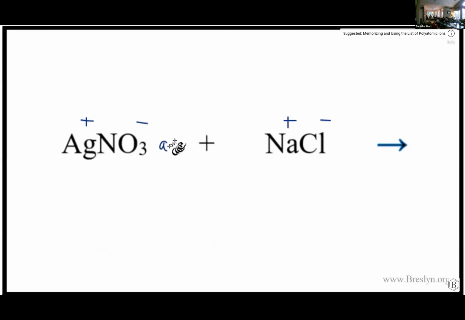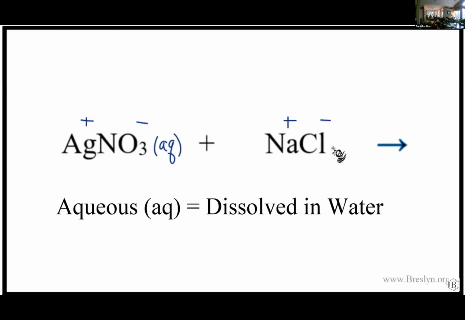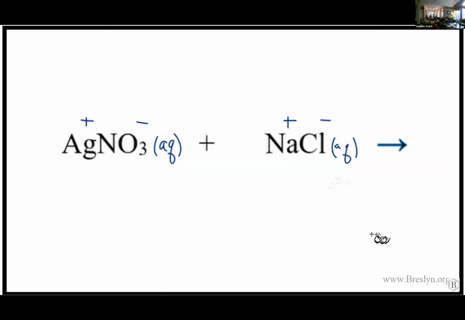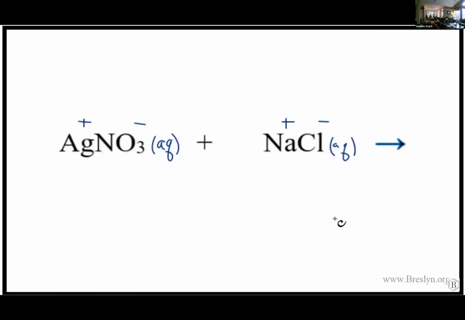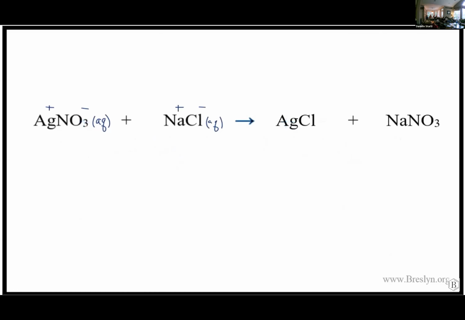Since we dissolve them, we can put a little aq for aqueous after each one. And we've got the first part of our equation. In this case, the plus will go with the minus here, and then this plus here will go with this minus. It's a double displacement reaction. That'll give us this. With net ionic equations, you're normally given that these are aqueous, so the reaction can take place. But you have to figure out whether the products will be aqueous, liquids, solids, or gases.